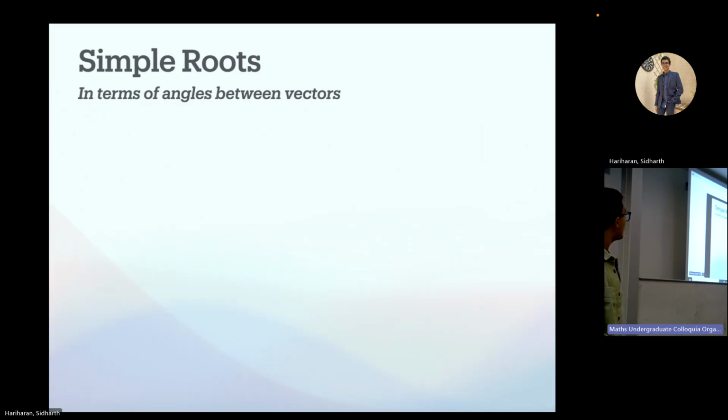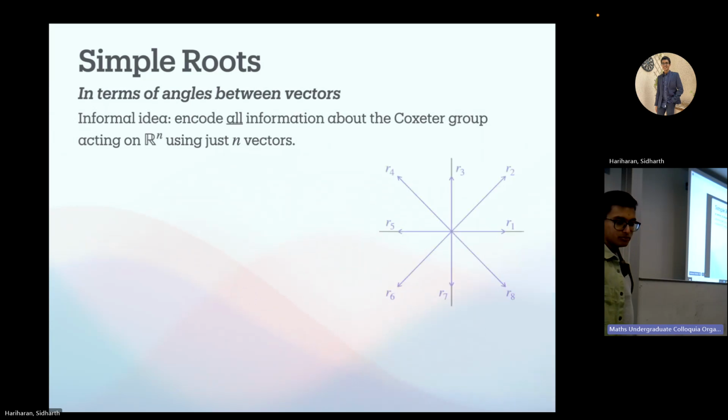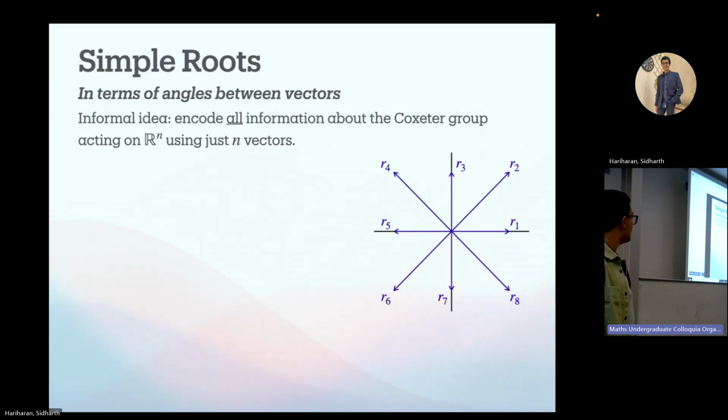All right. So let's look at how we can extract the simple roots. So the informal idea is, as I said, we want to encode all the information about a Coxeter group using just n vectors. So it's acting on Rn. So you need at least n pieces of information. Otherwise, you're just losing information. So here's a root system. Here's V2.